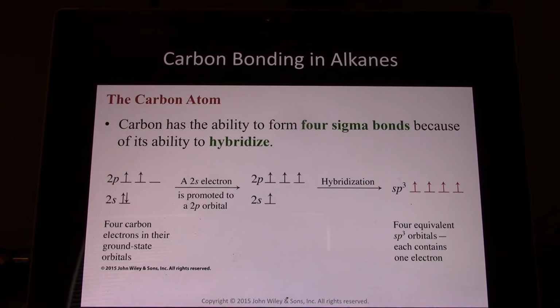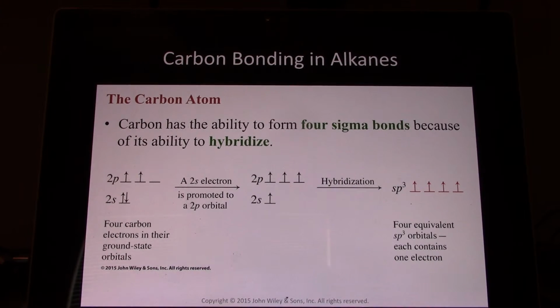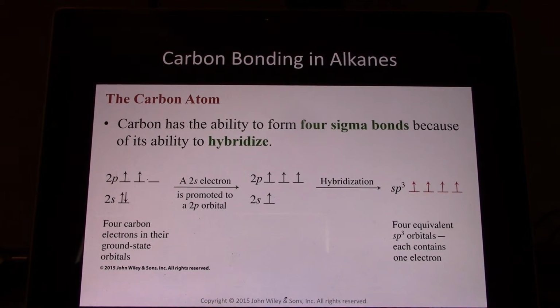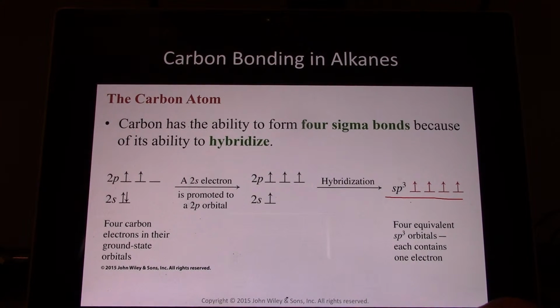The carbon atom. Carbon has the ability to form 4 sigma bonds because of its ability to hybridize. This is a kind of a difficult topic, but basically the electronic orbitals are hybridizing. So imagine taking one s orbital and 3 p orbitals and throwing them into a blender and blending them up, and we get 4 sp3 orbitals. Notice it was 1 s orbital and 3 p orbitals. So this concoction is 1/4 s, 3/4 p, thus sp3.